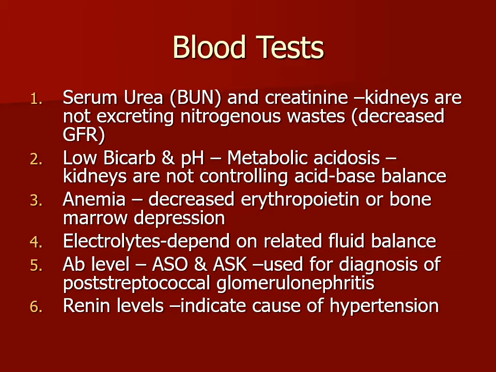Renin levels. Renin indicates the cause of hypertension because renin is produced as part of the pathway of producing angiotensin II, which increases aldosterone levels, which is going to increase sodium, which will retain fluid, increase fluid volume. And also angiotensin II is a strong vasoconstrictor, which will increase blood pressure.